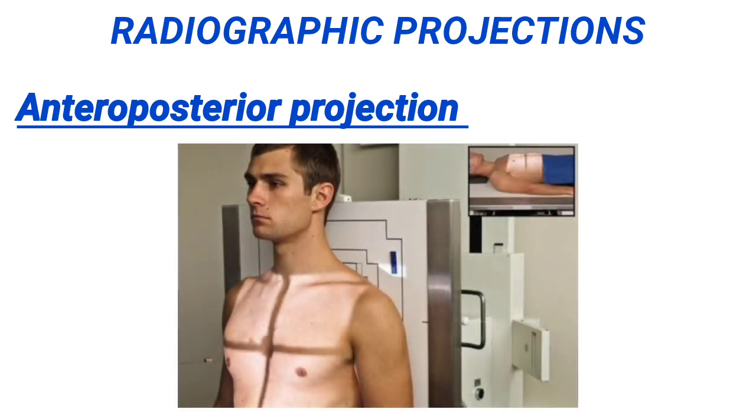Another type of projection is the anterior-posterior projection, also known as the AP projection. It's just like the opposite of the PA, which we just discussed. In this case, the central ray passes through the anterior part of the body and then exits through the posterior part. So in other words, we call that the AP projection.